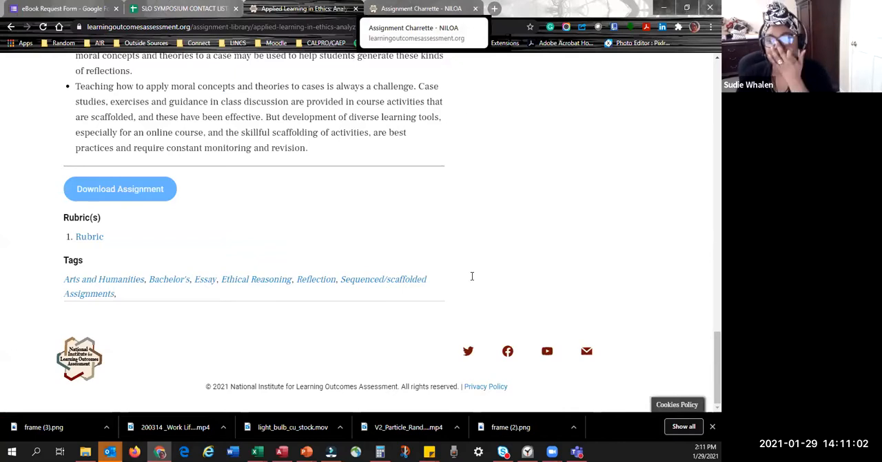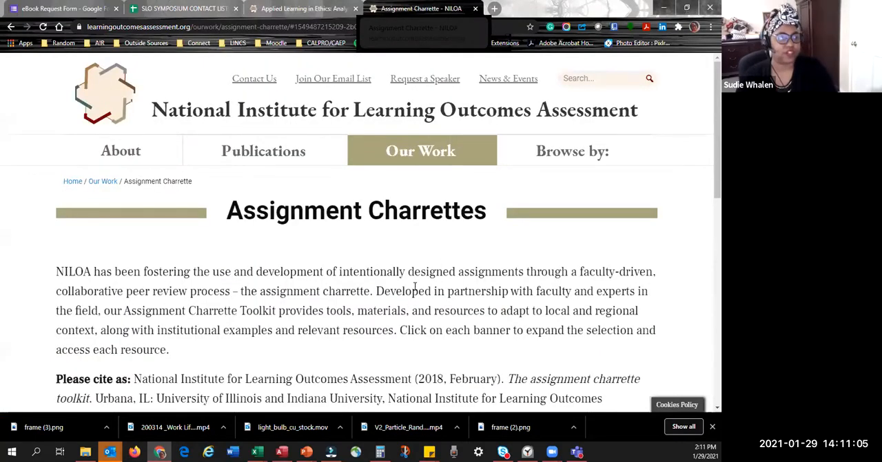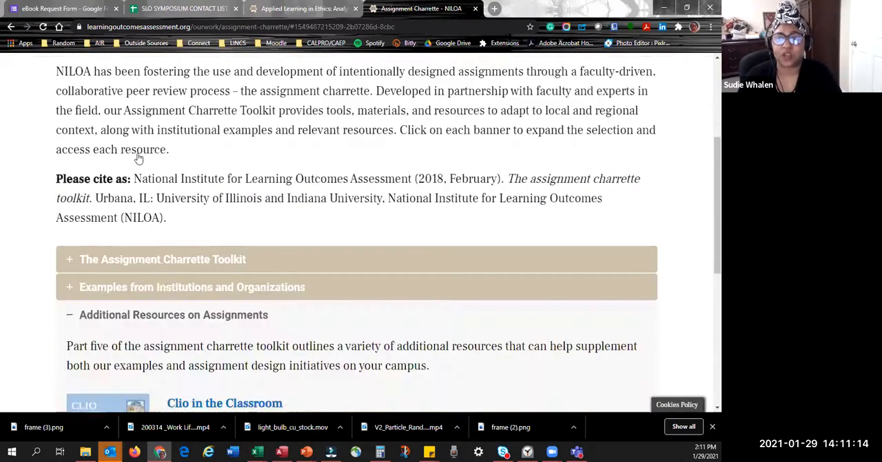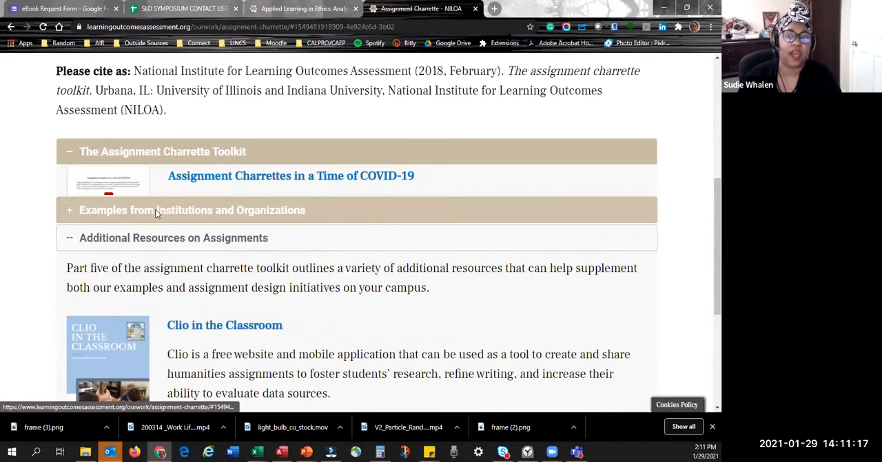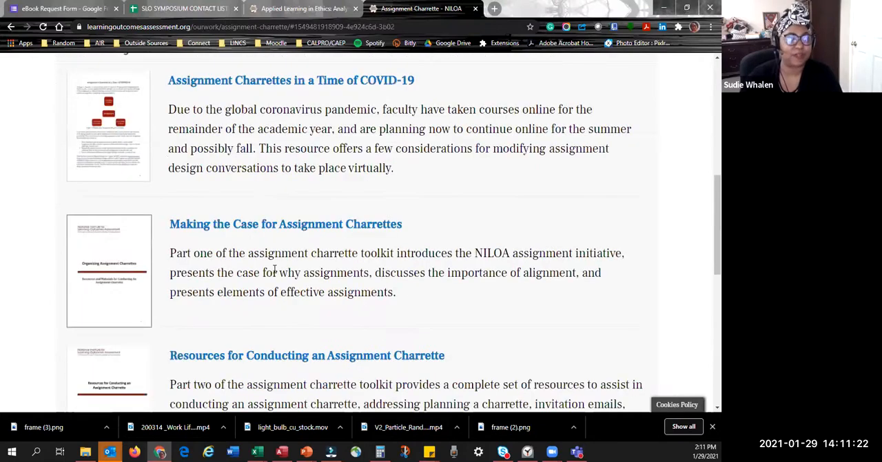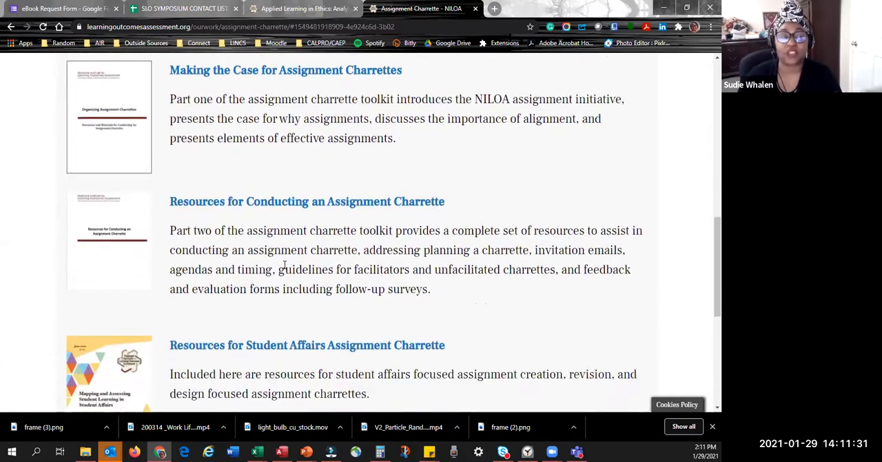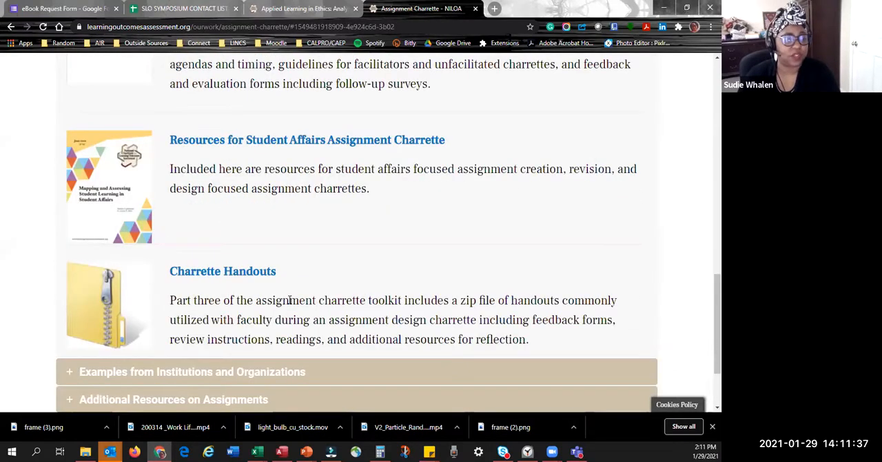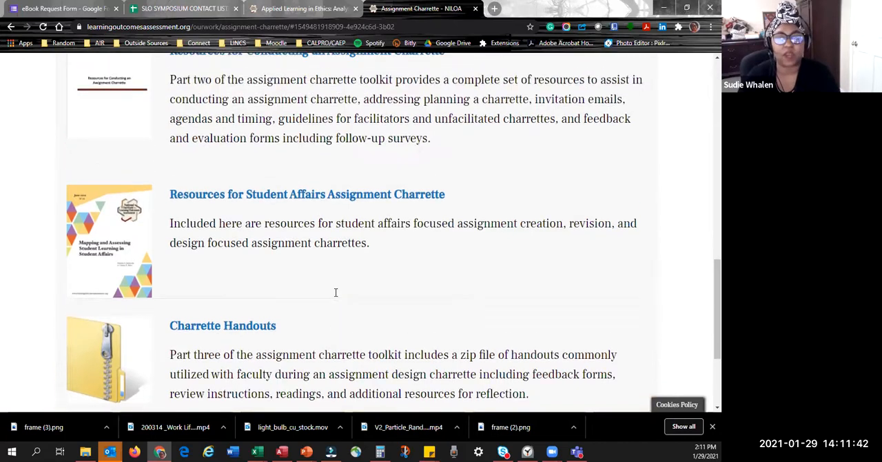Yep. Okay. So this is where you can go to locate all the information about assessment charrettes. There's a whole toolkit and a packet. It's a lot of stuff you can learn about doing there. And when you go in here, there's the toolkit that shows you how to do assignment charrettes in a time of COVID-19. There's the resource that tells you how to make the case for assignment charrettes, if you want to go back to your team and say, here's some data that tells us, and here's some research that says this is a good thing to have. Also resources for actually conducting the assessment charrette, and also resources for student affairs assignment charrettes, if you would like to do those. And then you can just download the zip file that has all of the handouts.